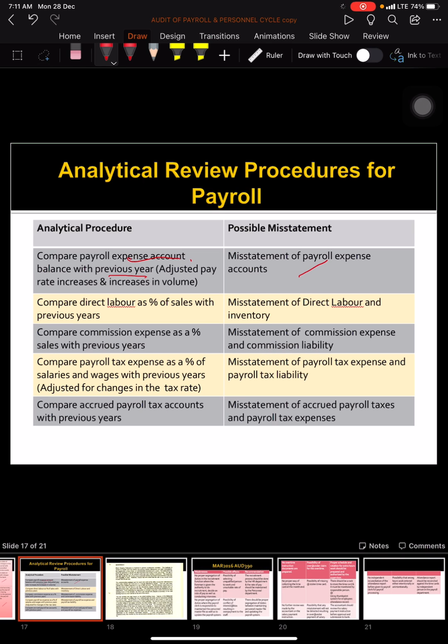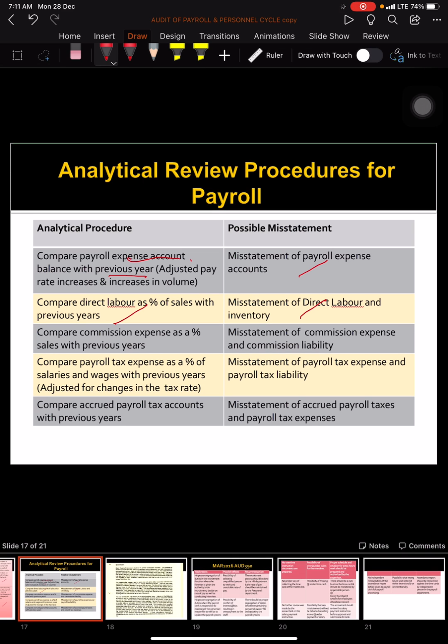So you can see whether there are any changes from the previous year to the current year. If there are changes, we have to see what the reason is. So compare direct labor as a percentage of sales with the previous year, and then misstatement of direct labor and inventory.